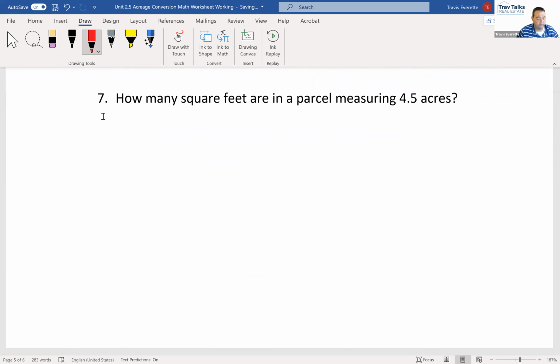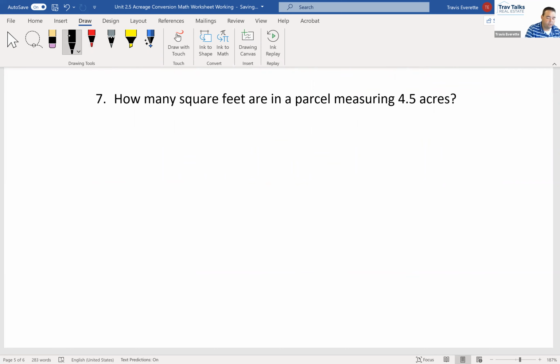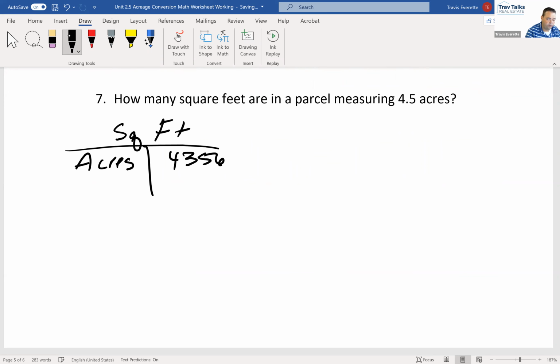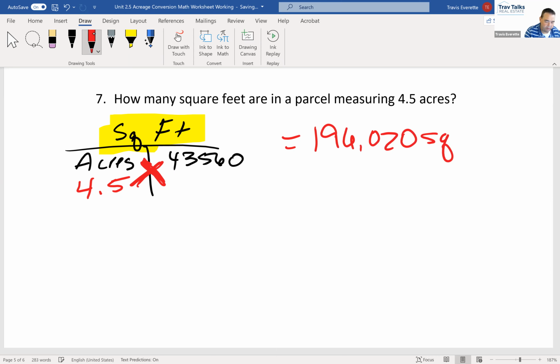Look at number 7. How many square feet are in a parcel, measuring 4.5 acres? So we go right back to the only formula that has square feet and acres in it. And it also has 43,560. And they want to know how many square feet are in 4.5 acres? Well, I've got two numbers in the T-bar. They are side by side, so that's going to be multiplication. So 4.5 times 43,560. And that equals 196,020 square feet.